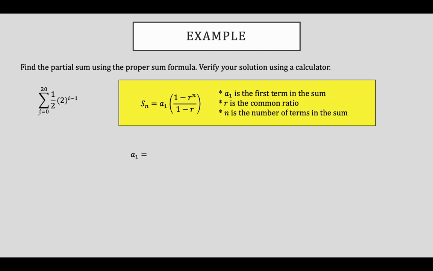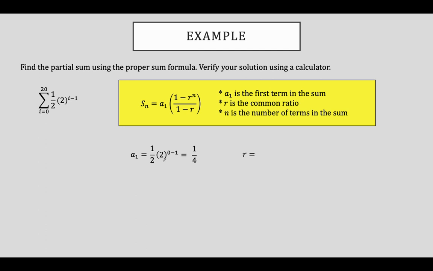Well, let's take a look at this sigma notation. The sum actually begins in this case with i equals 0. So to get the first term in this summation, we have to plug in 0 for i. Plugging in 0 for i, that gives us 1/2 times 2 raised to the -1. And negative exponents give us reciprocals. 2 raised to the -1, that's actually the same thing as 1/2. We have 1/2 times 1/2, which gives us 1/4 as the first term in the sum.